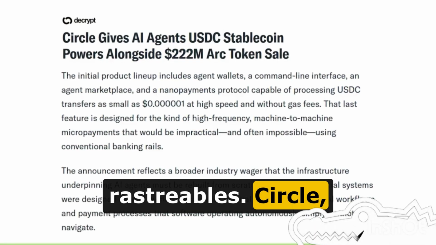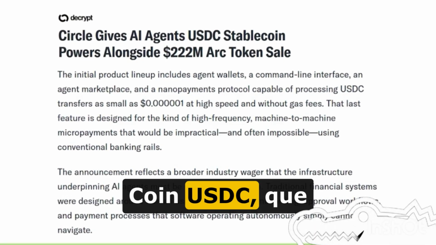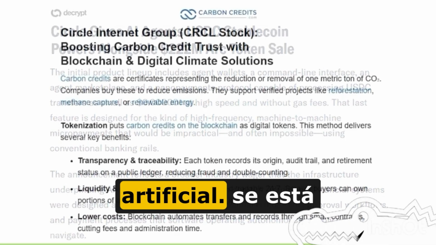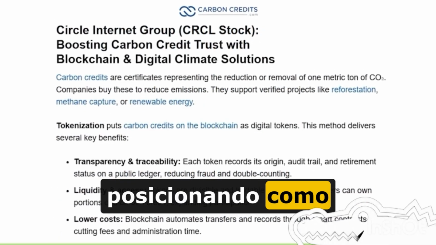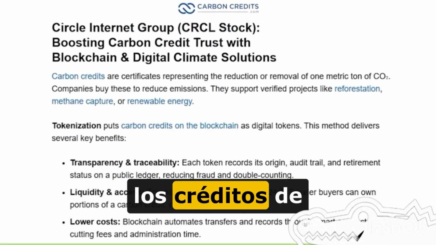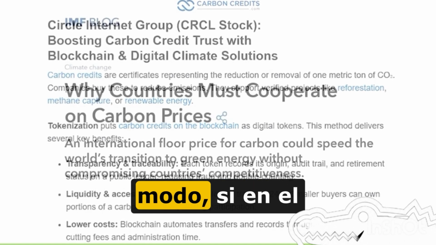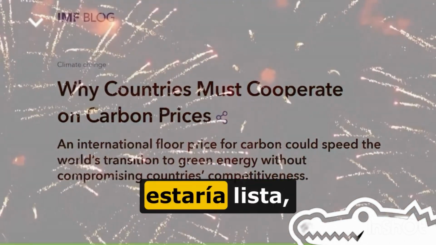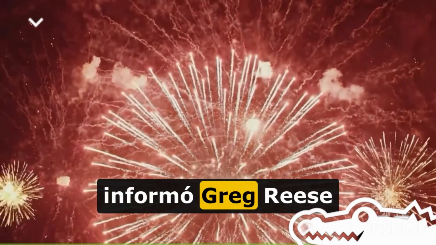Circle, the issuer of the USDC stablecoin, which handles 98% of AI agent payments, is positioning itself as infrastructure for tokenized carbon credits. And so if a future carbon tax were ever implemented, the infrastructure will already be in place for it. Greg Reese reporting.